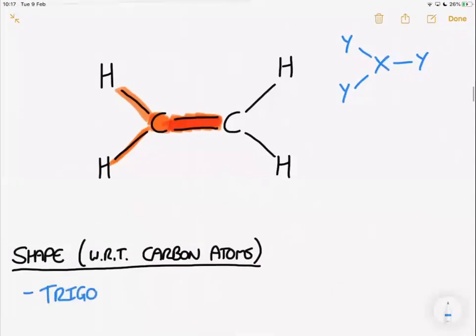So I've used the abbreviation WRT here. That's saying with respect to the carbon atoms either side of the double bond. We would say it's trigonal planar, okay? So remember, the name of that shape comes from the fact that it's flat, it's planar. And actually that's important for alkenes. And also it forms the interior shape of a triangle, right? If you think about what the bonding pairs are doing.